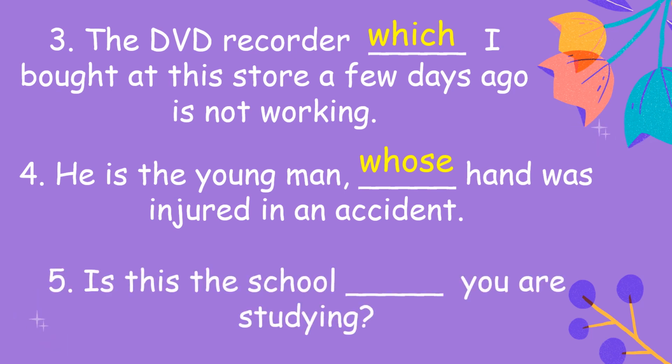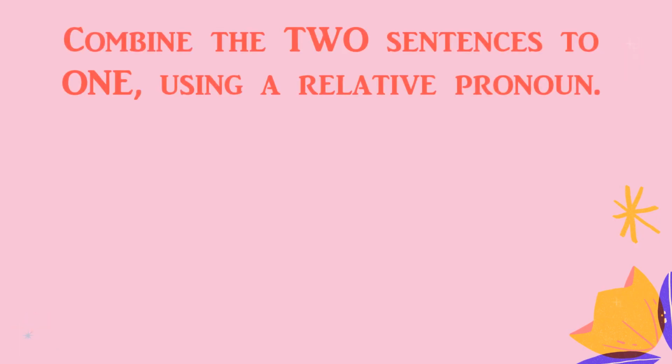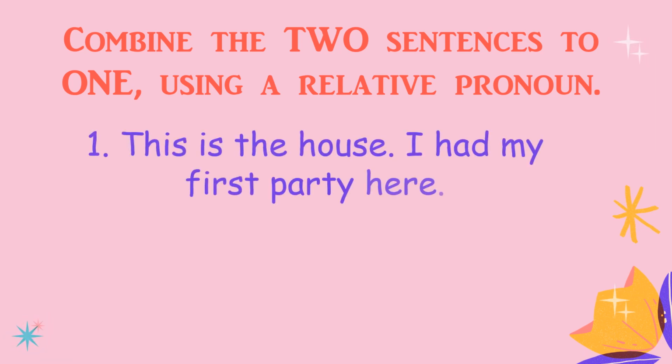The last one, is this the school dash you were studying? So answer is where. Is this the school where you were studying? So let us take the other exercise. Combine these two sentences using relative pronoun. The first one, this is the house. I had my first party here.